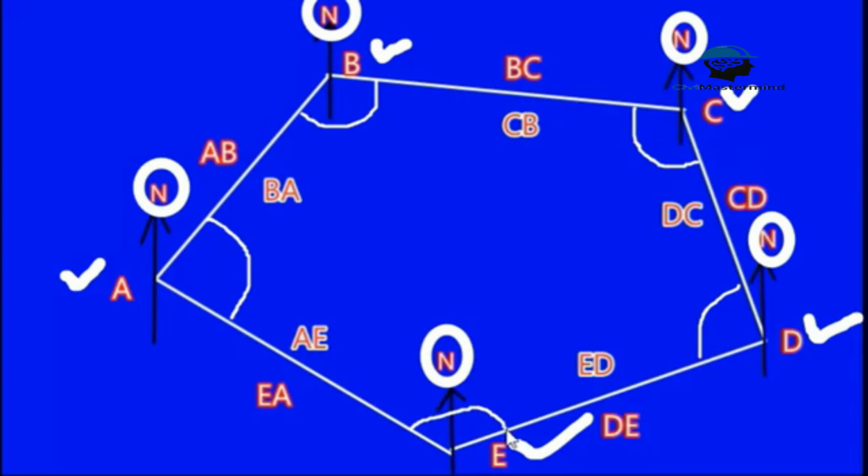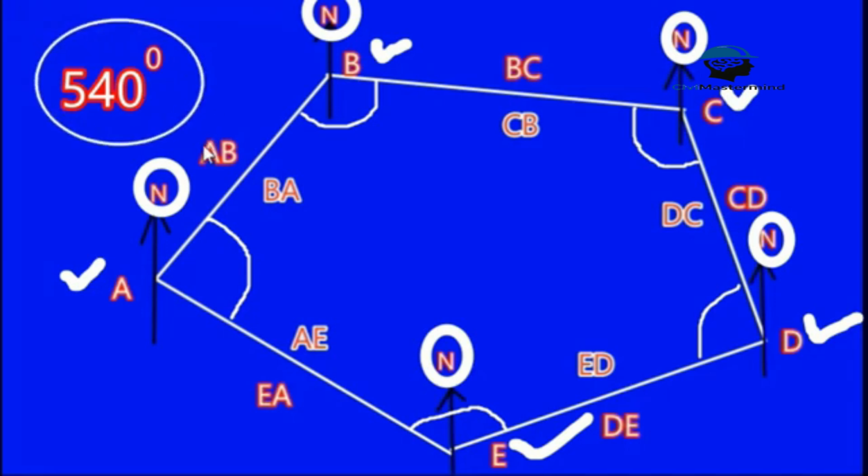Now, how much will it be? Since it's a pentagon, that means a 5-sided figure, the total should be 540 degrees for a pentagon. If we are correct in our calculation, the total will come up to 540 degrees. So this is one reason.